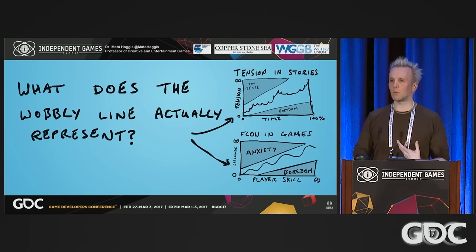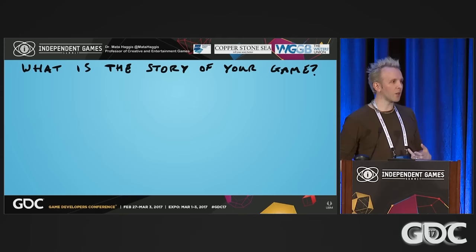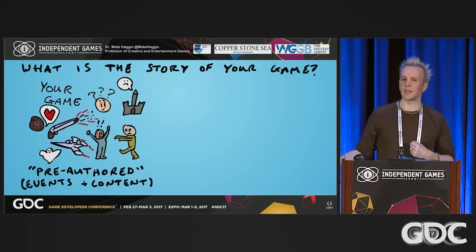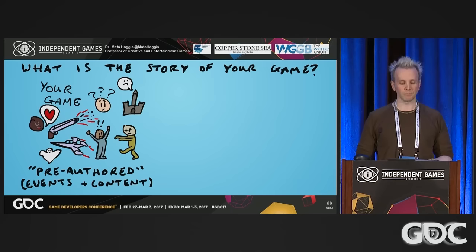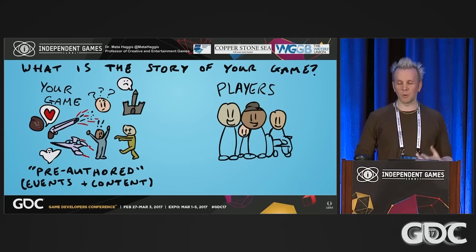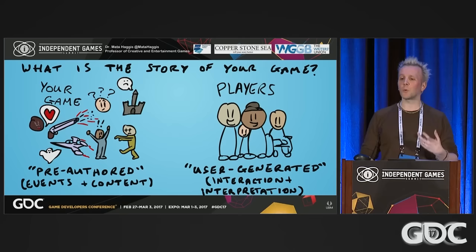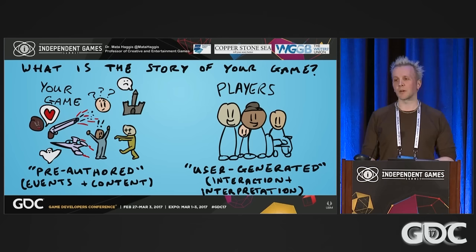Now, when we think about this, we could think about what is the story of your game? Your game has things that we might call pre-authored content. So this is things like events and content, the storytelling, the mechanics, the world that it's in. These are things that we put into our games to tell the stories of them. On the other hand, we've got our players. Awesome, huge bunch of people, all of them playing, having fun with this stuff. We could call this a user-generated version of the story. This is their interaction with the world, and it's their interpretation of the world. Because the world that we design might not be the world that they see, because they interpret things differently based on their experiences of playing games and the world around them.